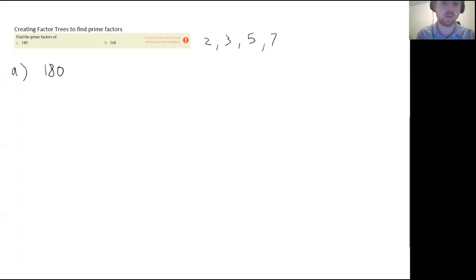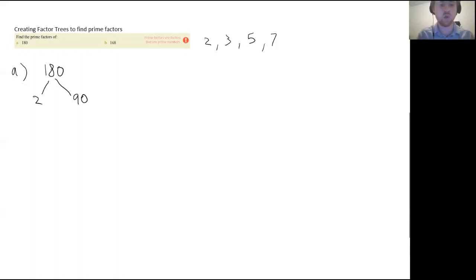So the smallest possible prime number is 2. Can 180 be divided by 2? It can. So we can split 180 into 2, and then whatever the other number is when we divide 180 by 2. So divide 180 by 2, you get 90. So that is the way that we start off our split into our factor tree.